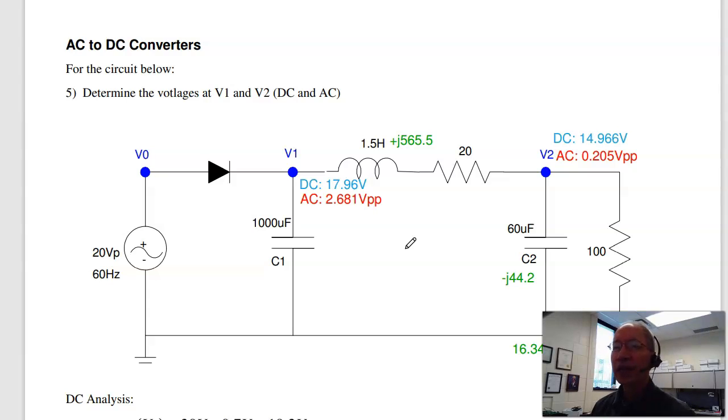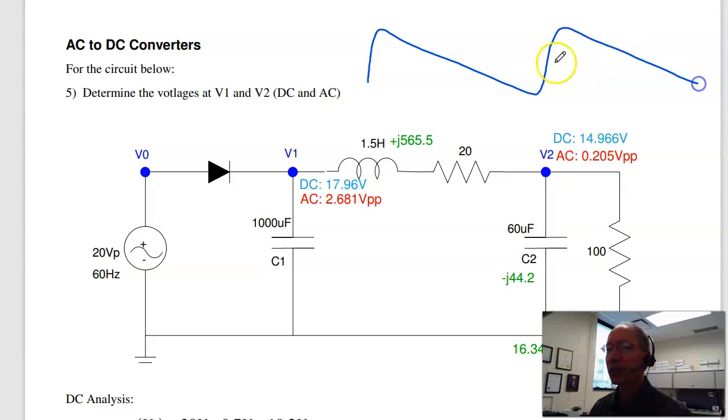Problem 5, an AC to DC converter analysis. Given this circuit, find the voltage of V1 and V2. Now V1 is going to charge up and then discharge, charge up, and discharge. The peak is going to be 19.3 volts. That's the 20 volt peak right here, minus 0.7 volts across the diode.